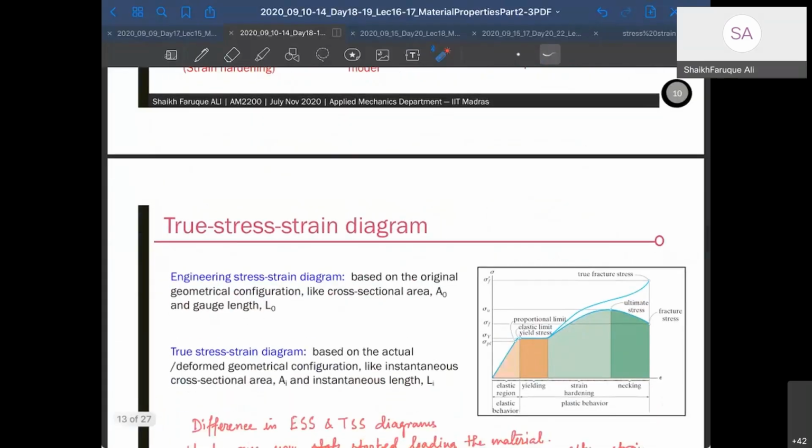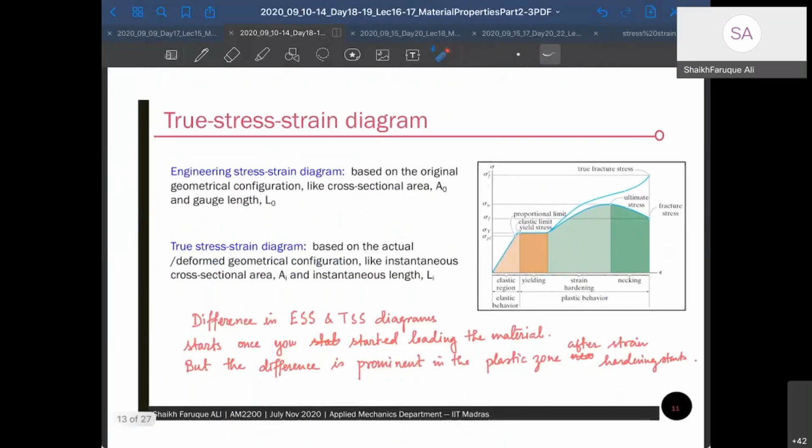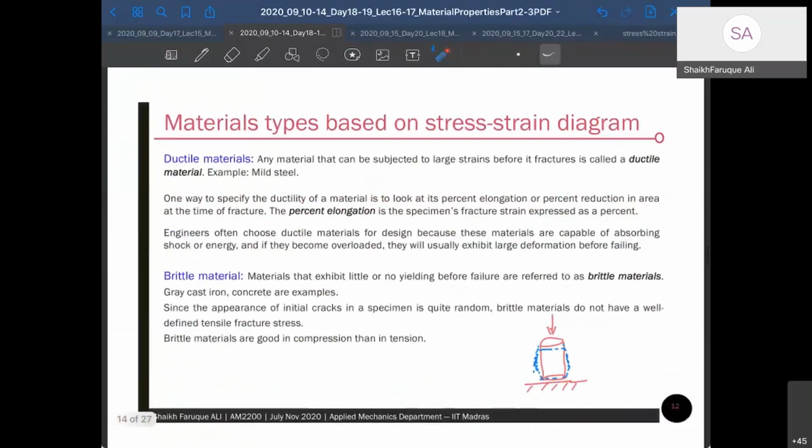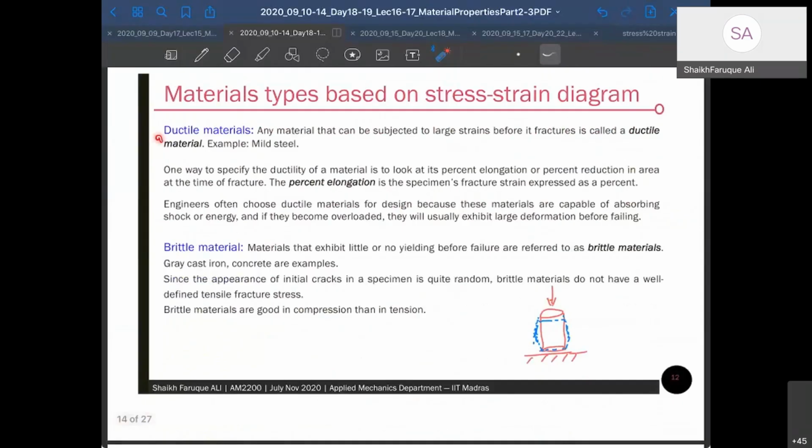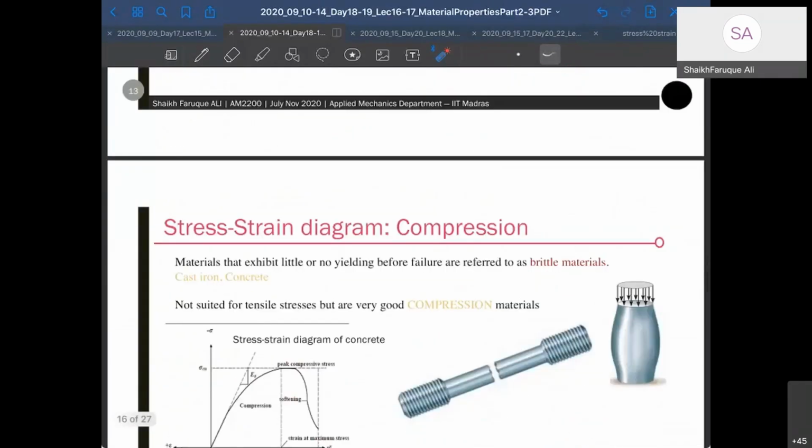Then we discussed true stress strain diagrams, and we said that the engineering stress strain diagram will be below the true stress strain diagram, because the true stress strain diagram takes care of the change in cross section of the material, which the engineering stress strain diagram doesn't consider. And therefore, since the area decreases, the stresses will be higher in your true values. Then we discussed what are ductile materials and what are brittle materials, and we also discussed the benefits of designing a structure with a ductile material or with a brittle material. Right. So we were here now.